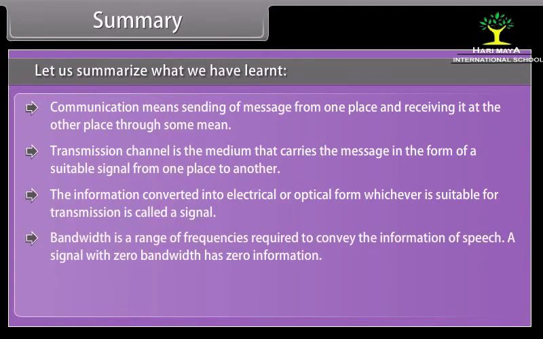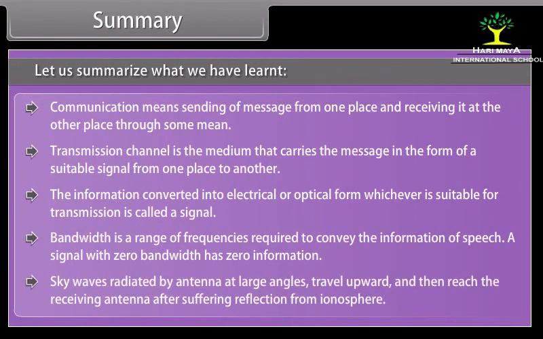Bandwidth is a range of frequencies required to convey the information of speech. A signal with zero bandwidth has zero information. Sky waves radiated by the antenna at large angles travel upward and then reach the receiving antenna after suffering reflection from the ionosphere.